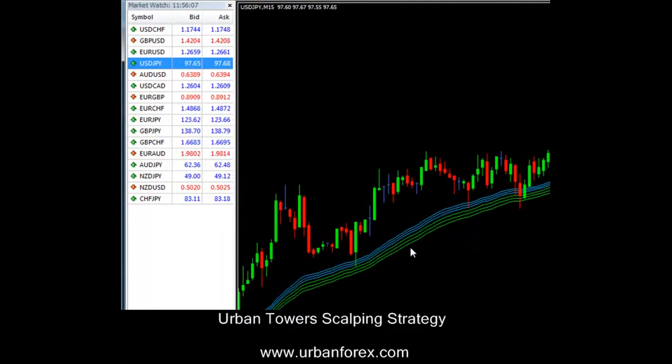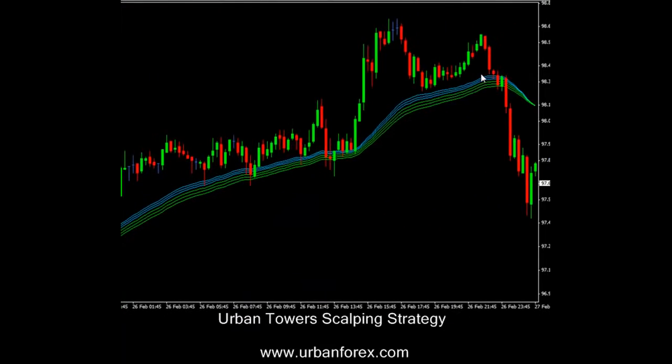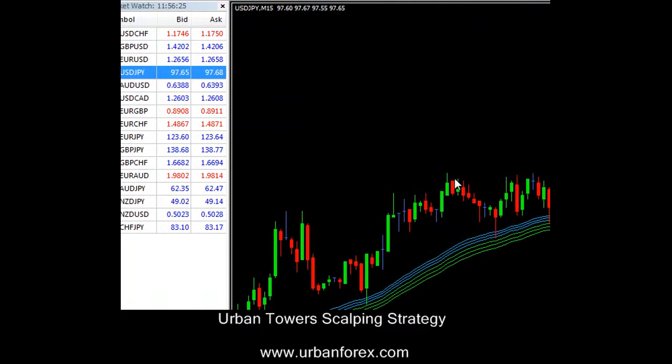Now, the strategy that we want: right now the market is in an uptrend. We can see that clearly because it's over the blue MA. If it's below the blue MA, that means the market's in a downtrend. So we know the market is in an uptrend and we want a retrace. We want it to come down and touch our blue-green area and continue back up.